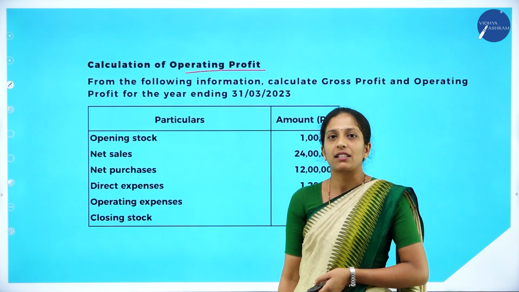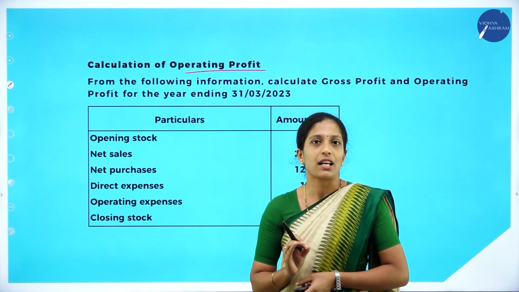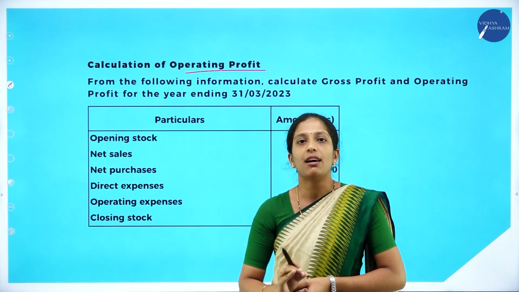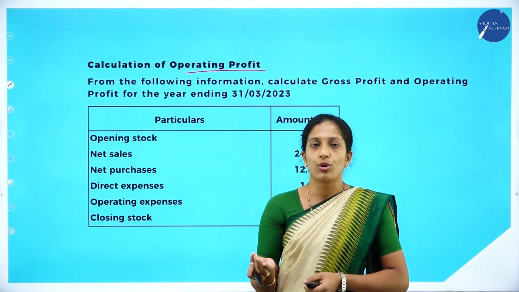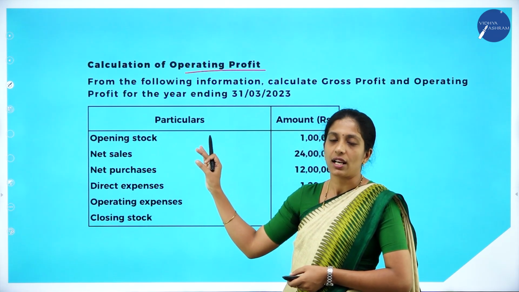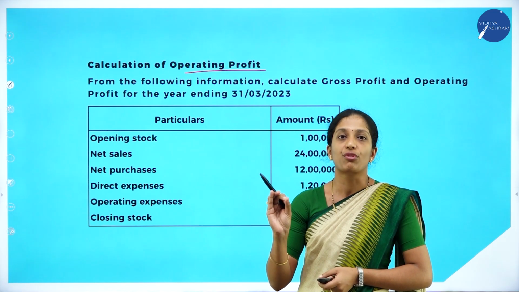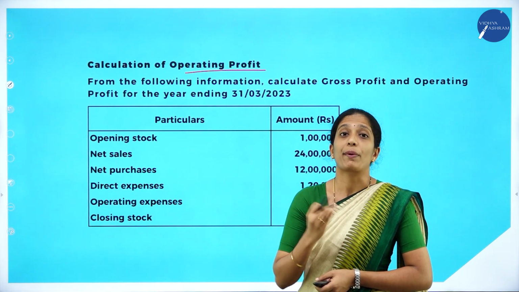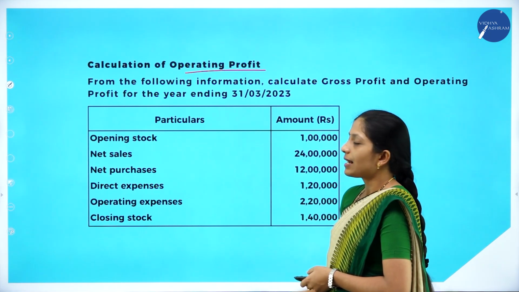So you can expect this question also, but if you see this chapter, more weightage has to be given to calculation of trading account and calculation of cost of goods sold. Other than that, you have to know how to prepare your profit and loss account, balance sheet and operating profit. But in your question paper, most of the time they have asked calculation of cost of goods sold and preparation of trading account and calculate the gross profit. Now let us see this problem.